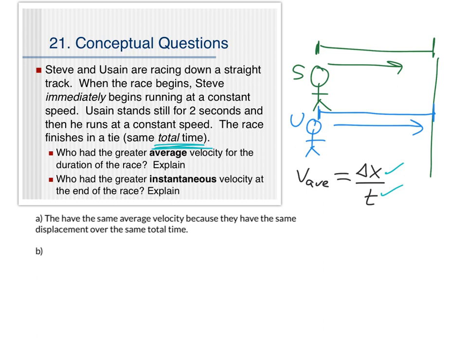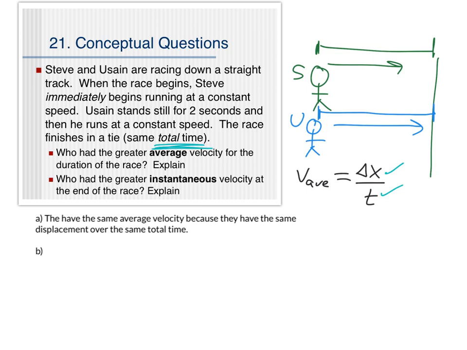Let's think about the time piece now. Obviously, Usain sits there for 2 seconds before moving. However, if we think about the total time, their total time is the same. And so both their displacement and their time are the same, which means that ultimately their average velocity is going to be the same. Same displacement, same time.